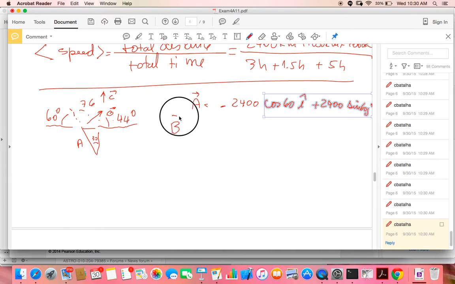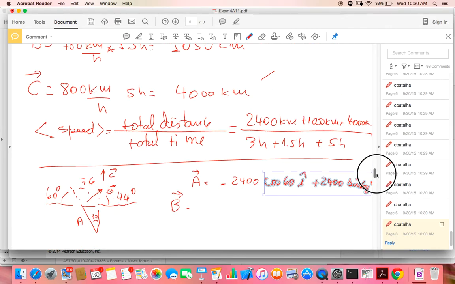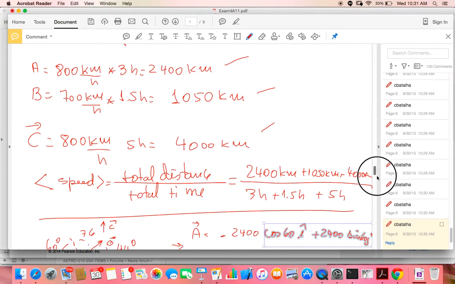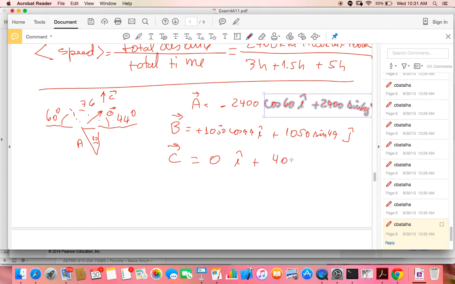Now vector B is, what is the length of that vector? 1050. Vector B is positive projection, 1050 cosine of 44 I hat direction plus 1050 sine of 44 j hat direction. And then when you go to C, it is 0 I hat direction plus, C doesn't have a projection in the x-axis, plus that.